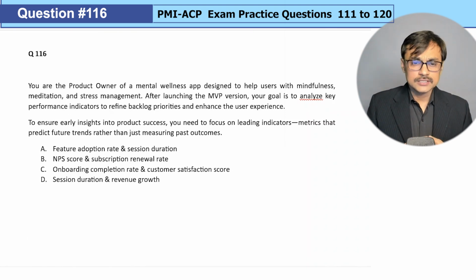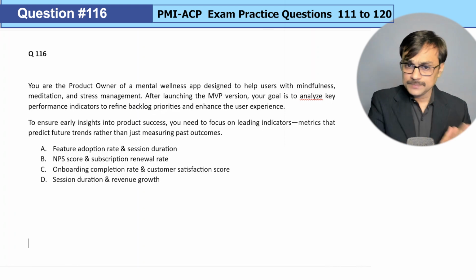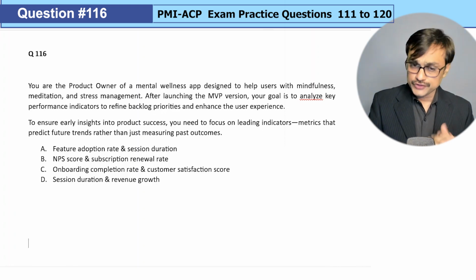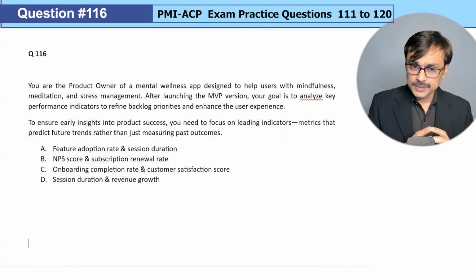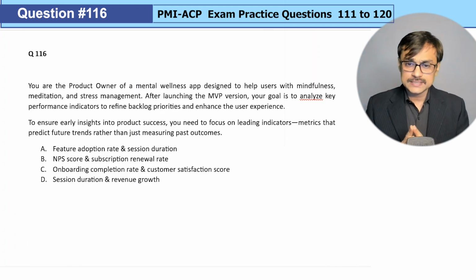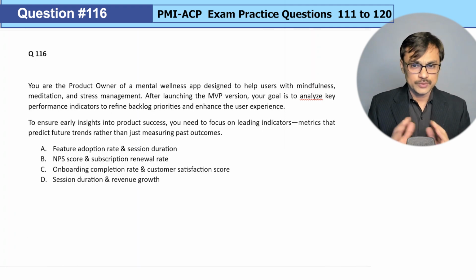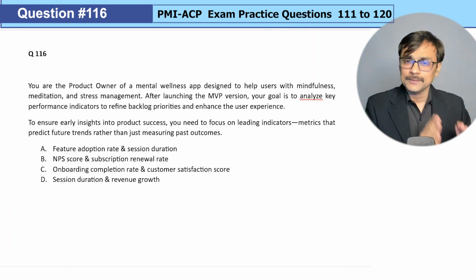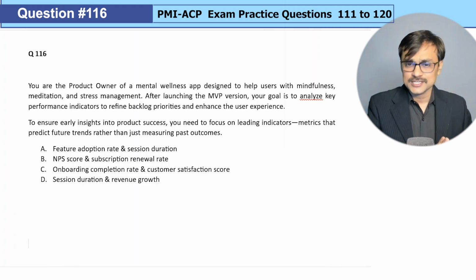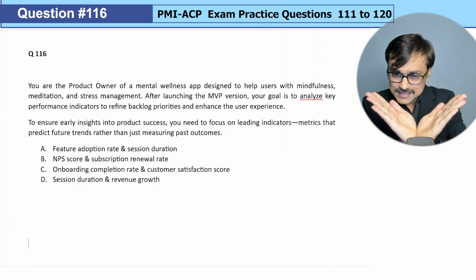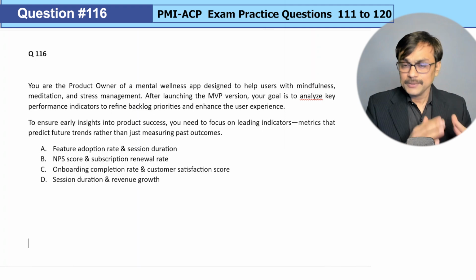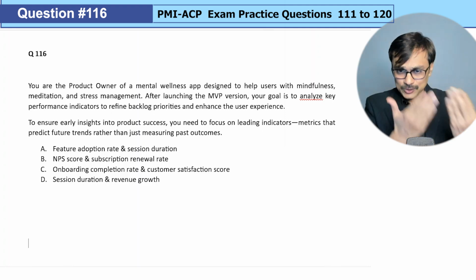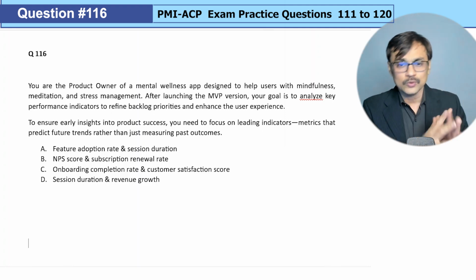Question number 116. You are the product owner of a mental wellness app designed to help users with mindfulness, meditation, and stress management. After launching the MVP version, your goal is to analyze key performance indicators to refine backlog priorities and enhance the user experience. So here it is primarily giving you an idea about backlog priority and enhancing user experience. It is not focusing on identifying the segmentation. That is something not coming here. And maybe you don't want to launch the next MVP. You have launched it, now you want to go to the next level.